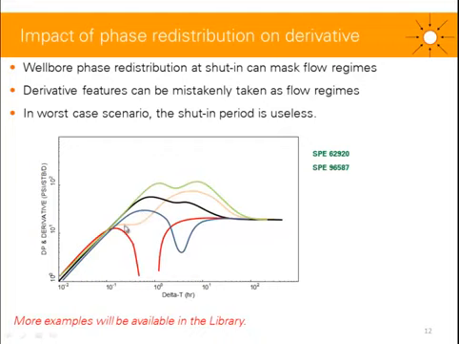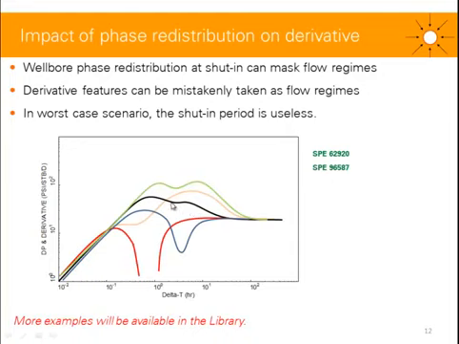Sometimes you could have a response as the one in pink with another straight line which has been shifted towards the right as the compressibility of the system increased due to gas. You could have the response in black and in green here. So wellbore phase redistribution is going to mask any flow regimes that you have in between. Some derivative features can be mistakenly taken as flow regimes.